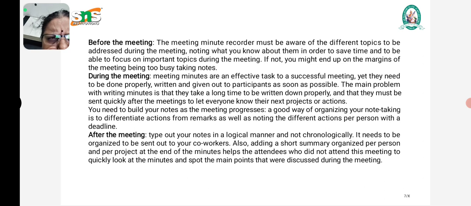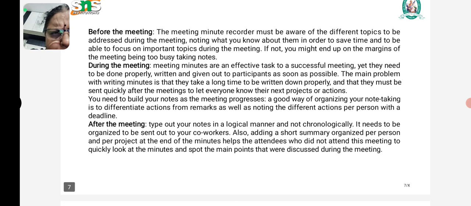You need to build your notes as the meeting progresses. A good way of organizing your note taking is to differentiate actions from remarks, as well as noting the different actions per person with a deadline. After the meeting, type out your notes in a logical manner and not chronologically. They need to be organized to be sent out to your co-workers.